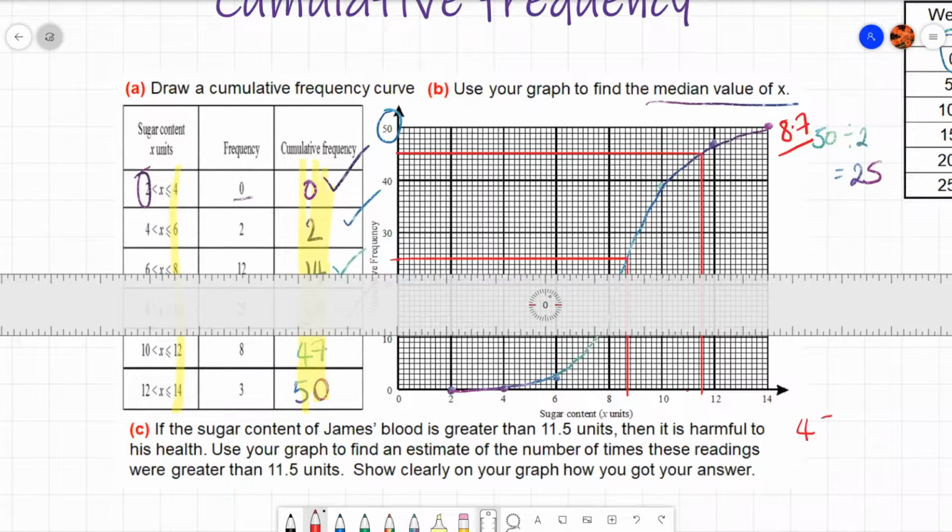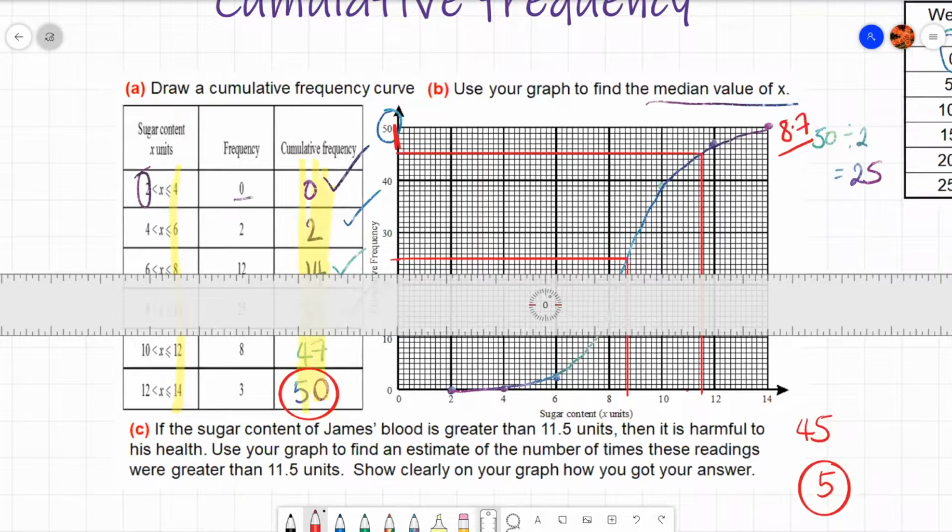Okay, now you might be thinking, well, actually, my answer's 45, but your answer's not 45, is it? Because it's saying if the sugar content of James' blood is greater than 11.5 units, it's harmful for his health. How many times were these readings greater than 11.5? Well, altogether, he's only tested himself 50 times, and 45 of these times it wasn't greater than 11.5. It's this bit here, isn't it, that's greater than 11.5 units. So how do you get from 45 to 50? Well, it's 5. You can do 50 take away 45. You can count from 45 to 50. So the answer is 5 times it was harmful for his health.